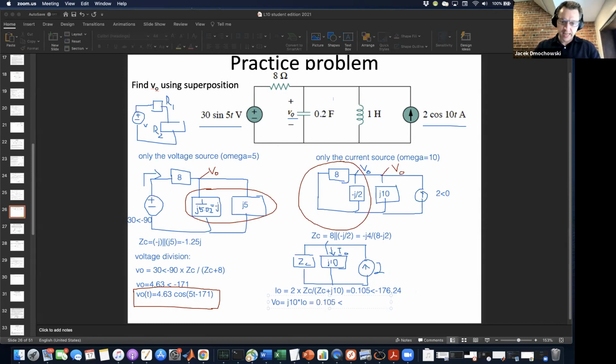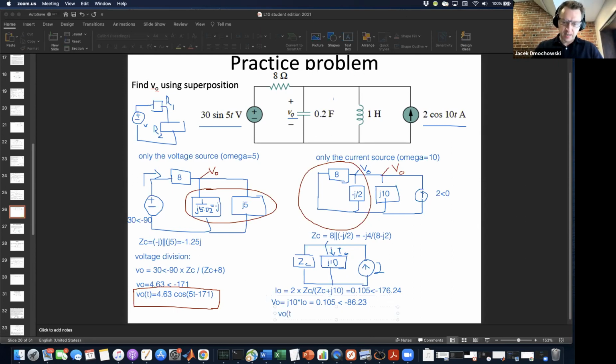And again, you're allowed a calculator on the exam. So if you have a calculator that does complex multiplication, by all means use it. I'm testing your circuits knowledge, not your complex analysis.